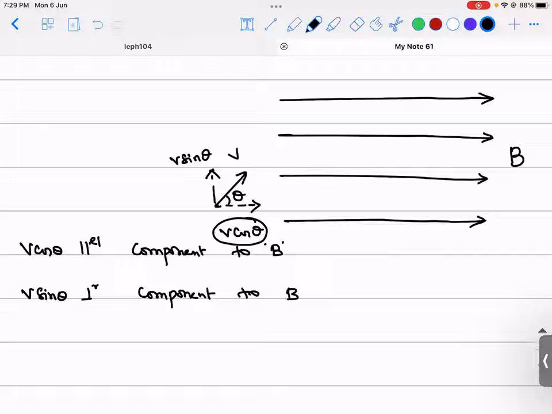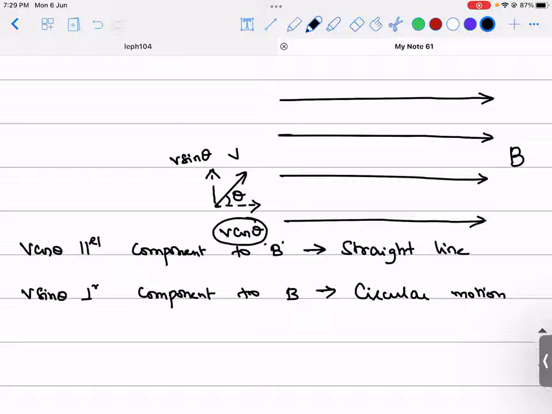So from the first case, if you recollect, if there is a velocity component in the direction of the magnetic field, what will happen to the charged particle? It moves in a straight line. So V cos theta will be responsible to put the particle in a straight line motion. V sin theta will be responsible to put the particle in a circular motion, because this is case number 2.